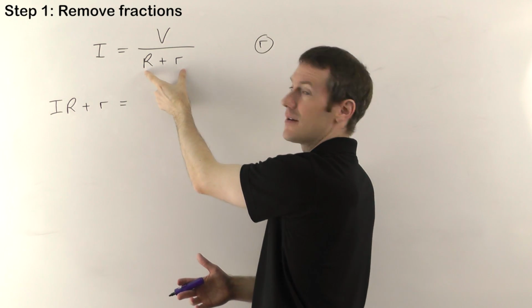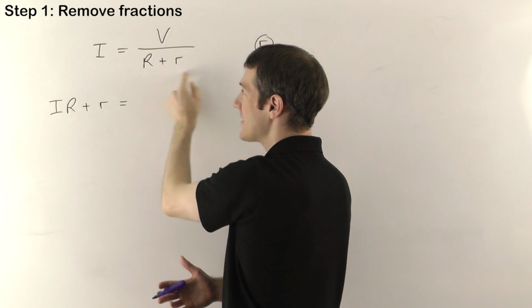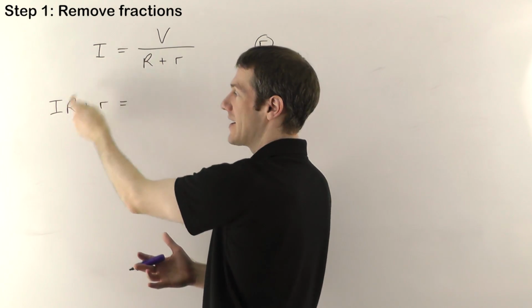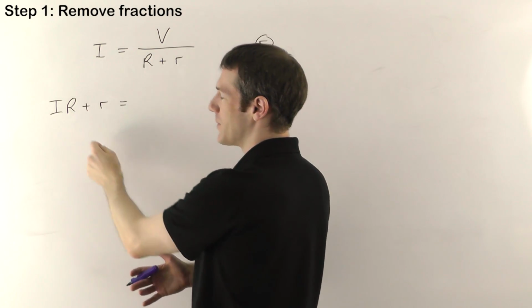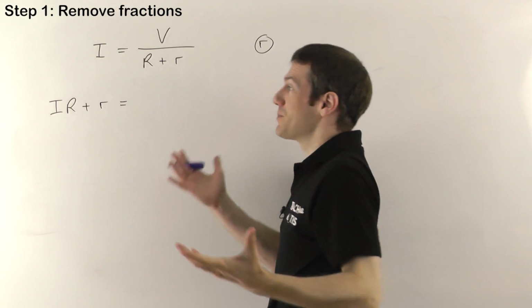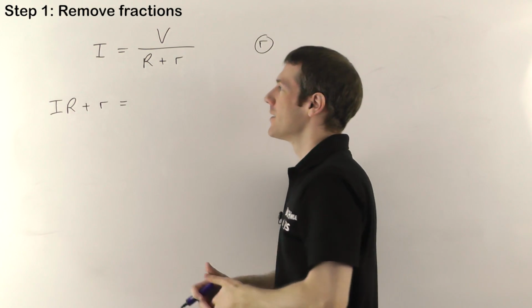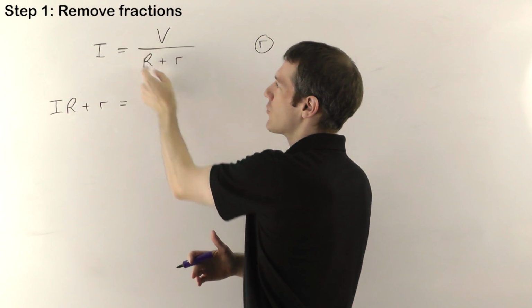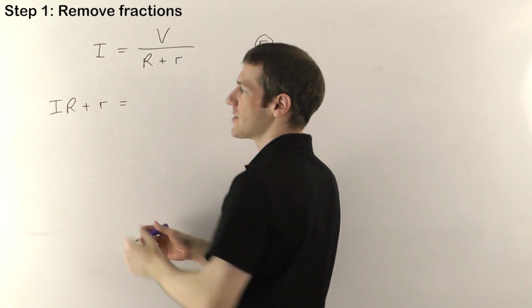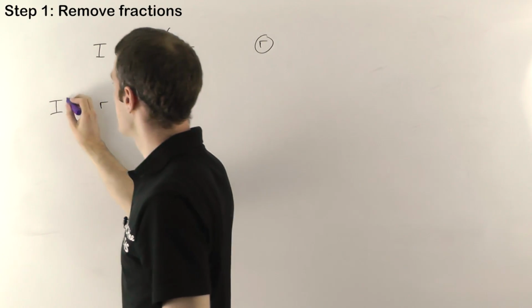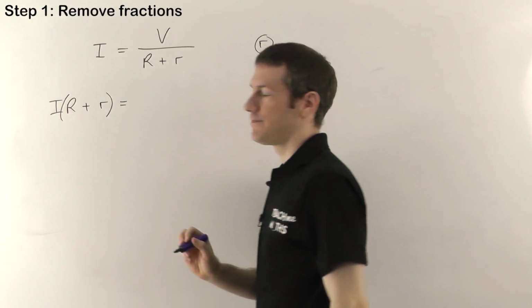This R plus r has to multiply, all of that has to multiply the I. And if I write it like this, it's not. Only the big R is multiplying the I. The little r isn't multiplying anything, it's just sat by itself. Whenever you have a group of things like this on the bottom of a fraction, you want to multiply all of it by something else. The safest thing to do is to put it in brackets.